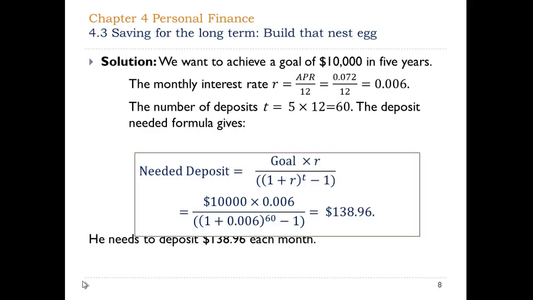The deposit needed formula gives needed deposit equals goal times r divided by (1 plus r to the power of t minus 1): 10,000 times 6 thousandths divided by (1 plus 6 thousandths to the power of 60 minus 1), and that's $138.96. He needs to deposit $138.96 each month.